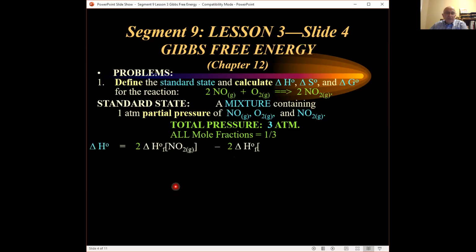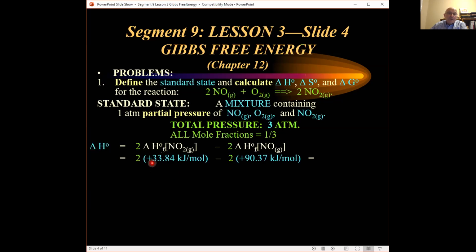Now we can use the tabled values to calculate delta H for the reaction. It's the delta H of the products minus the delta H of the reactants. And so we have 2 times the delta H of formation of the NO2 minus 2 times the delta H of formation of the NO. Now we leave off the oxygen because it's in its standard state. It's 0. If you look for the delta H of formation of O2 gas in the table, it might not even be listed, but if it is listed, it'll be listed as 0.